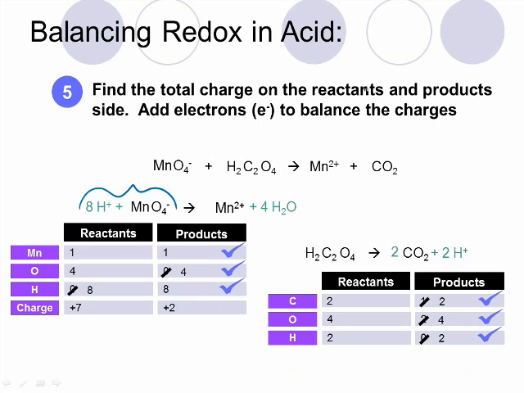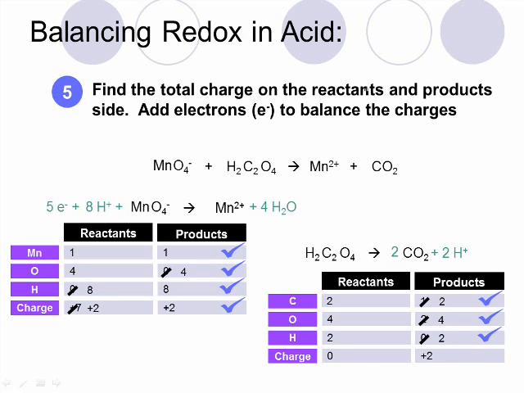On this side, it's a +7. On this side, it's a +2. So we're going to have to get rid of 5 positive charges there. That means we're going to have to add electrons, by adding 5 electrons. So now the charge for this half reaction should be +2 on both sides. And there we go.